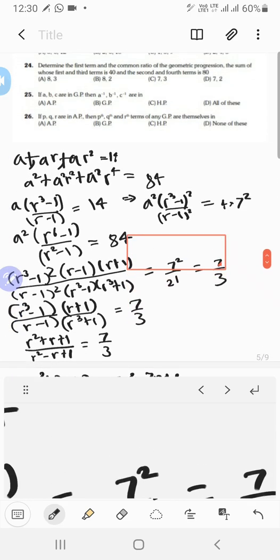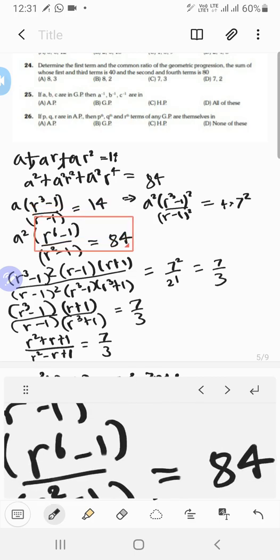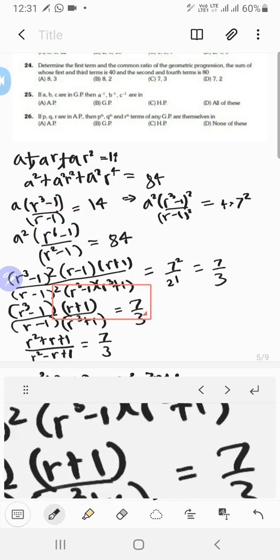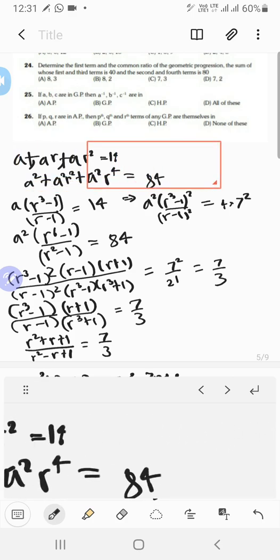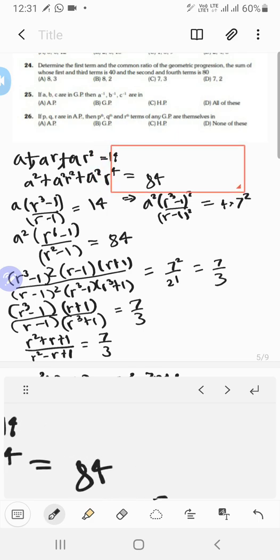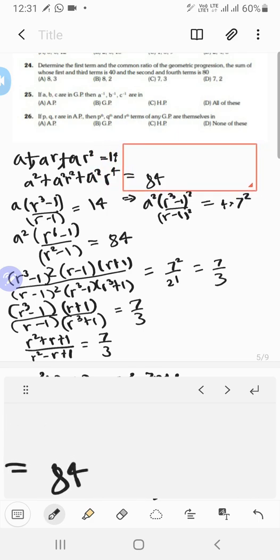Now let's plug that into one of these equations to get the value of a. So let's just use 14 equal to this thing. You know the value of r now. Suppose you take the value of r as 2. We have already done this question once, so I know that we are going to get the same three numbers, even if you take the value of r as 2, or even if you take the value of r as 1 by 2.